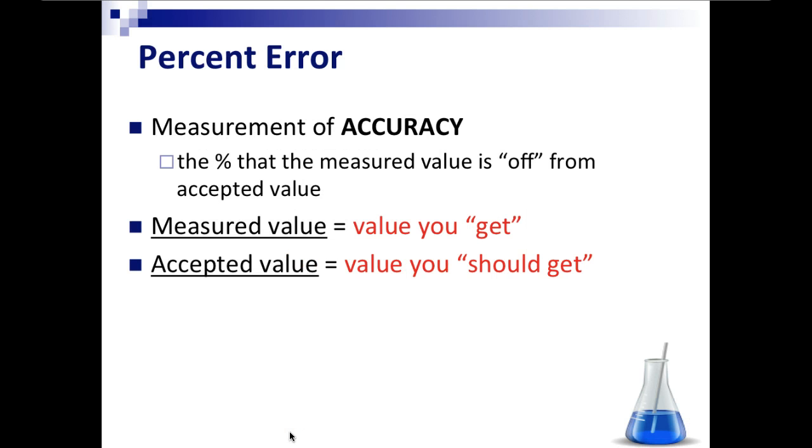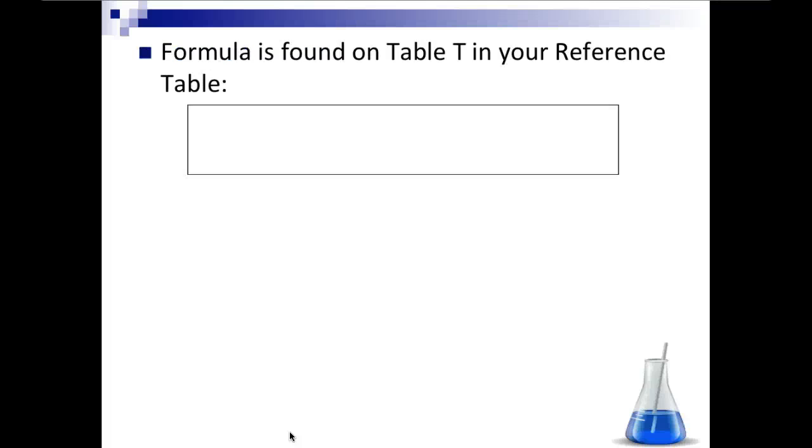Now let's look at percent error. Percent error is your measure of accuracy. So that means that's the percent that the measured value is off from the accepted value. The measured value is what you get when you do an experiment. So these would be the masses or the volumes or the lengths that you get. That's your measured value, what you yourself as a scientist measured. Your accepted value is what you should have gotten. The right answer, a known answer, a constant, something that you know is true.